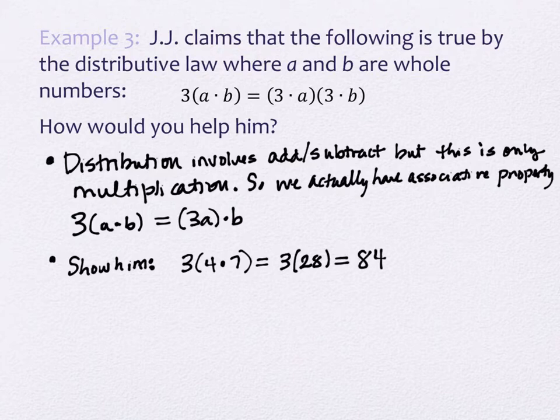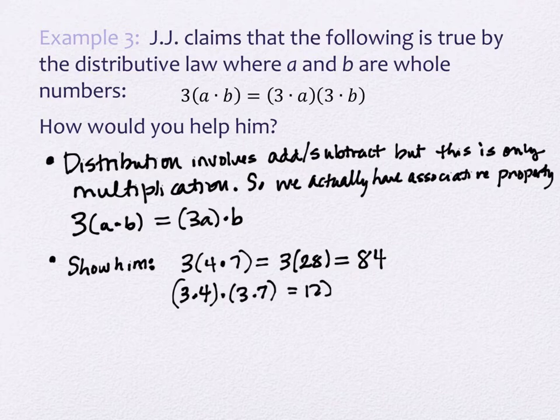But if his property, his example, actually worked, then it would have to be that this is equal to 3 times 4 times 3 times 7. Well, 3 times 4 is 12, and 3 times 7 is 21, and 12 times 21 is actually 252. And these two quantities are not equal. So you could show him a concrete example of it not working the way he expected.